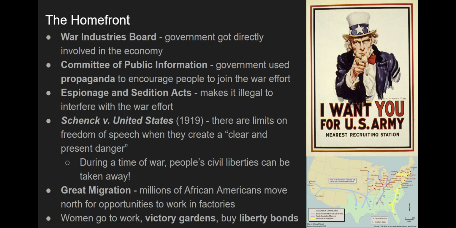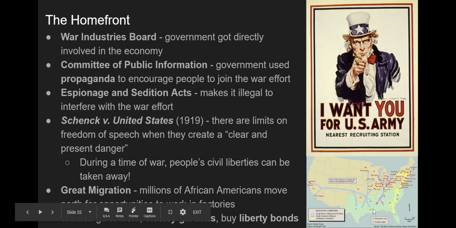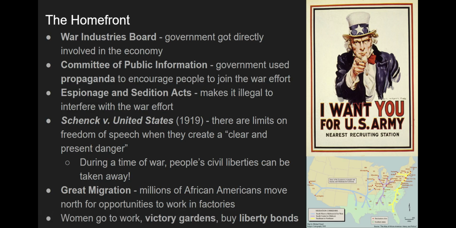The Great Migration. Here's a map of it. This is a huge shift. African Americans move from the South up to northern cities because there are job opportunities available, and it's an opportunity to leave the South, where there was racial terror, violence, and Jim Crow laws.